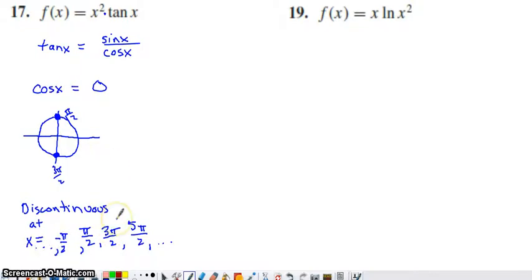So this function has an infinite number of discontinuities. You know the graph of tangent of x, if you've seen it before, has a bunch of vertical asymptotes.